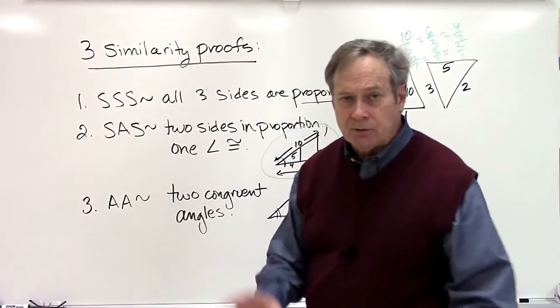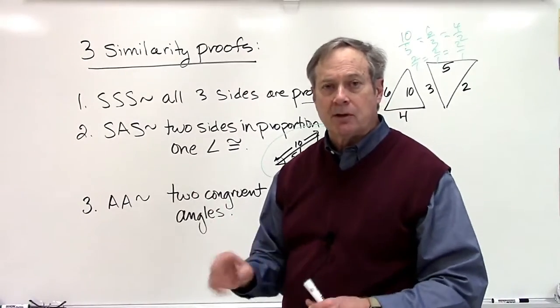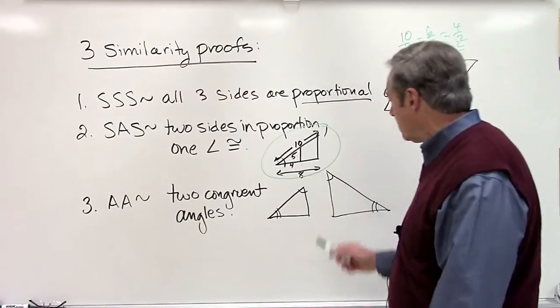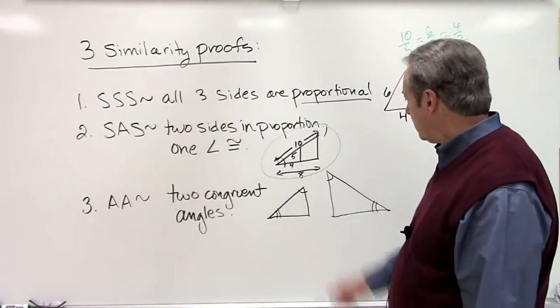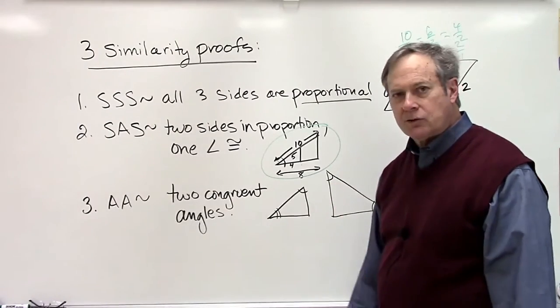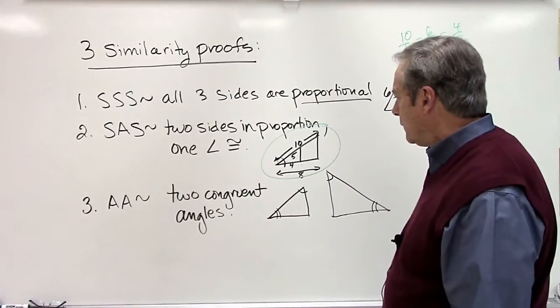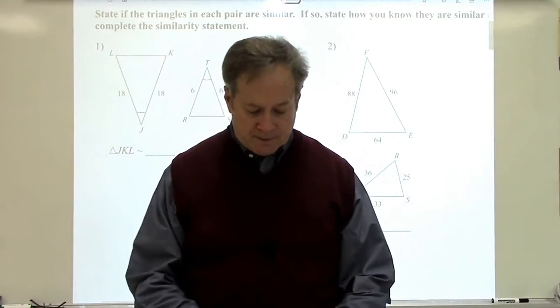And then the third way is angle, angle similarity. And all that means is you've got 2 triangles and you've got 2 angles that you absolutely know are congruent to each other. So for instance, these 2 triangles, that double tick mark matches that double tick mark, that single tick mark matches that single tick mark. So we can say that these 2 are similar through angle, angle similarity. All right, let's look at the notes now.